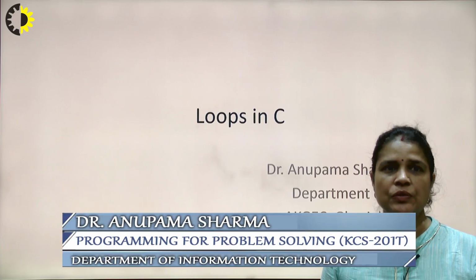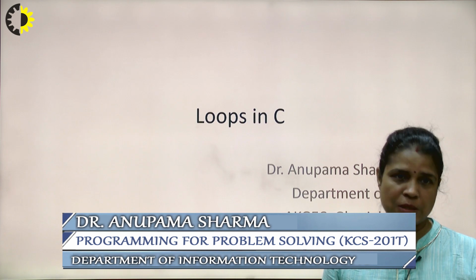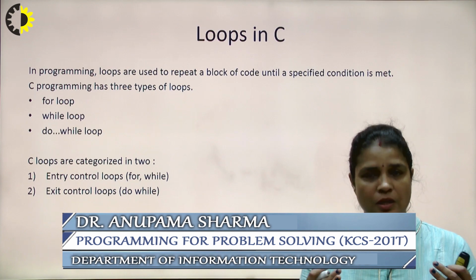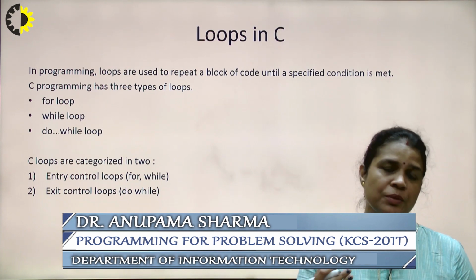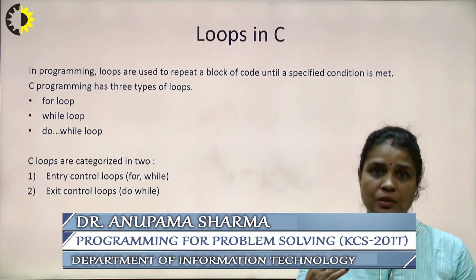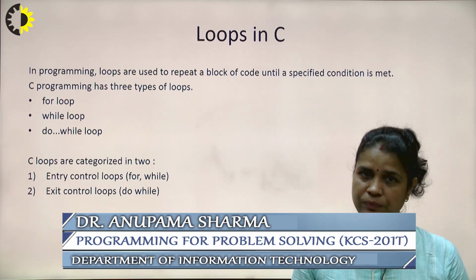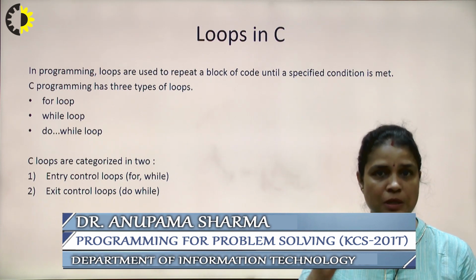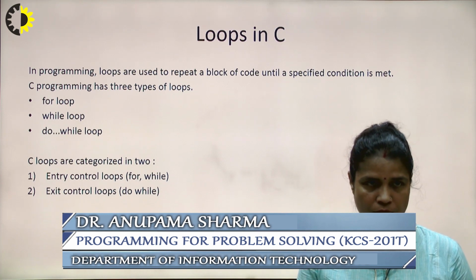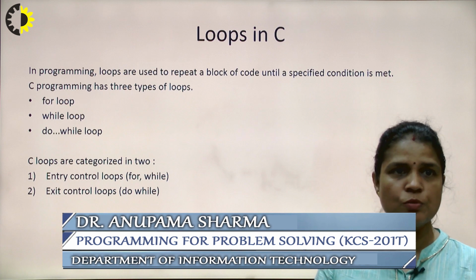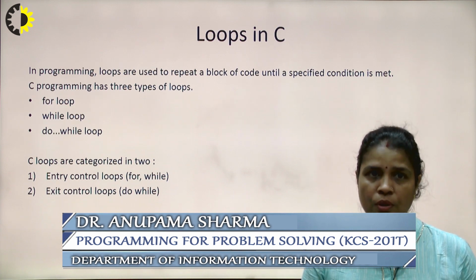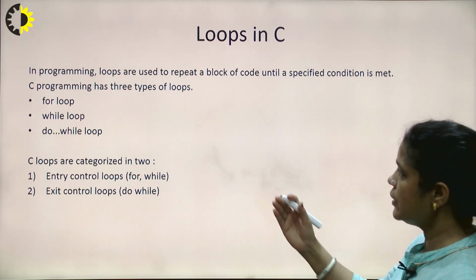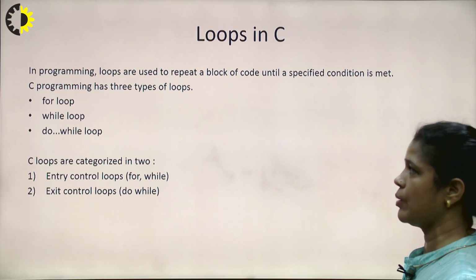Today's lecture, we will understand how to write loops in C programming. As we know, in any programming language, when we write a program, all the statements will be executed sequentially. But if we want to repeat the execution of some set of statements, then we can use loops for that, right? So in any programming language, loops are used to repeat a block of code until a specified condition is met. There are three loops in C programming, right?